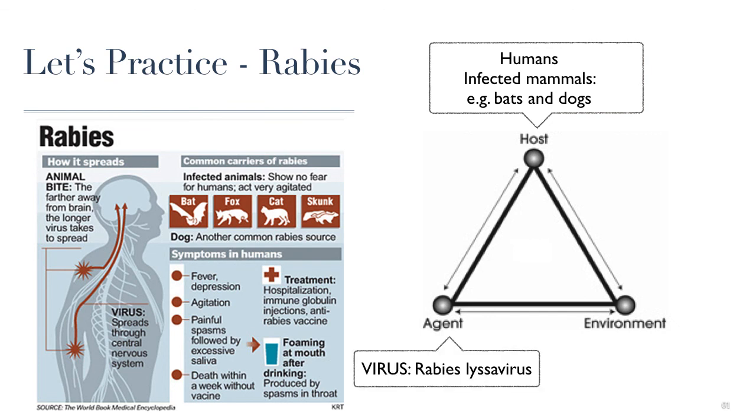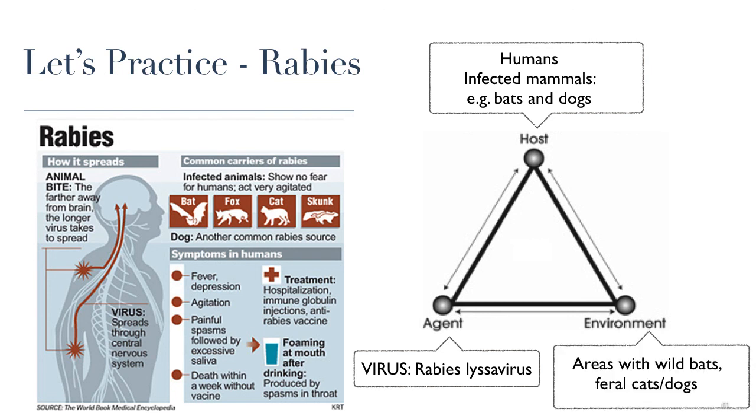The agent is a virus. The virus is called the rabies lyssavirus. So that's the agent. And the environment are areas where you might have wild animals, maybe areas that have wild bats around, or feral cats or dogs in an area.